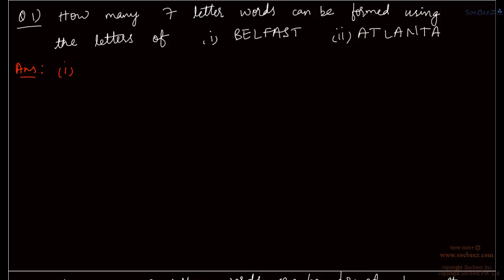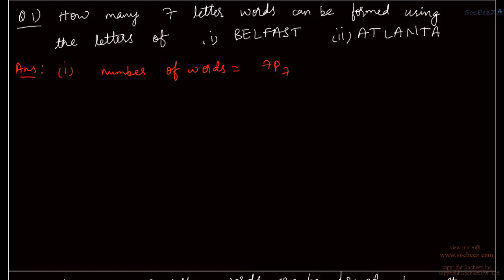Now in Belfast, you observe that all the 7 letters are different letters, right? You have A, E, B, L, F, S, T. All of them are different. Hence, our work becomes very simple. Total number of ways or total number of words is nothing but 7P7, right?